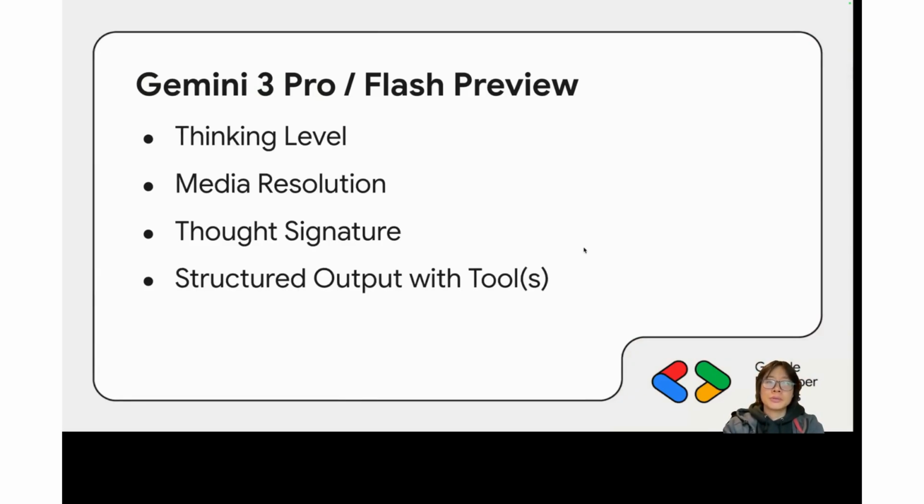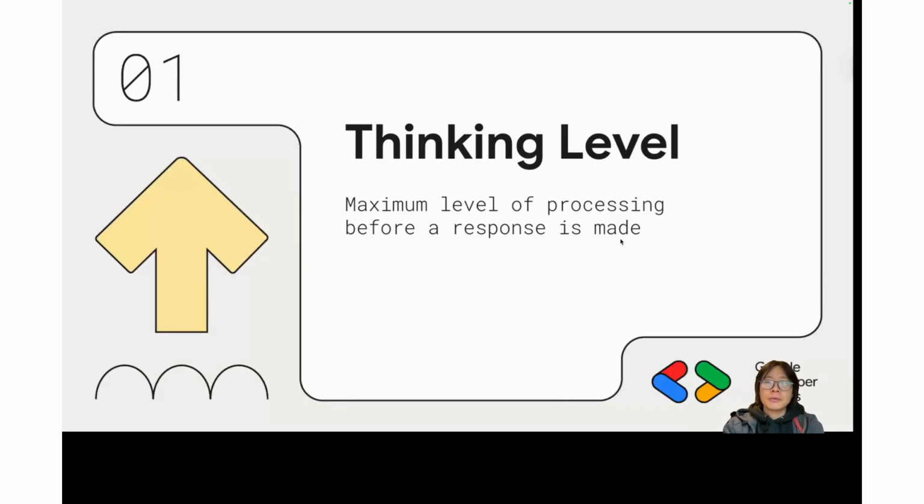Next, I want to talk about the new changes in Gemini 3. Thinking level, media resolution, and thought signature are new. Structured output and tools are not new, but Gemini 3 supports structured output with tools. In Gemini 2.5, I don't think it is possible. So thinking level is the maximum level of processing before a response is made.